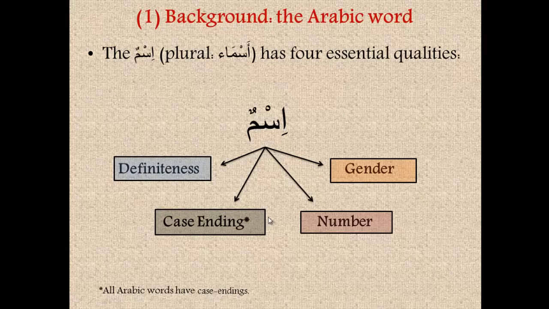For clarification, case ending is not exclusive to the ism. All Arabic words have case endings, and we will learn later on that verbs have case endings as well. But for now, whenever you see an ism, whenever you see a noun appear, I want you to think about these four qualities. What's the gender of the word? What's number? What's the case ending? And what's its definiteness? Meaning, is it definite or indefinite? But we'll get to this in a bit. Let's talk about gender for now.